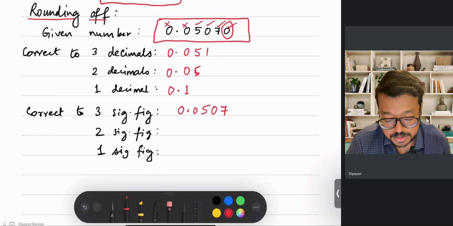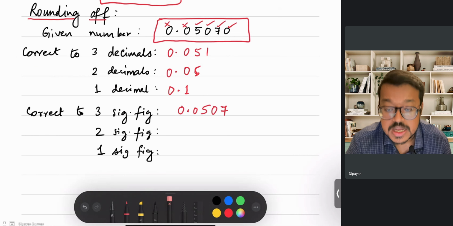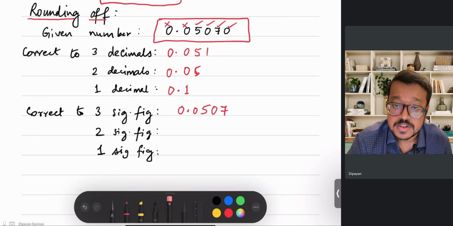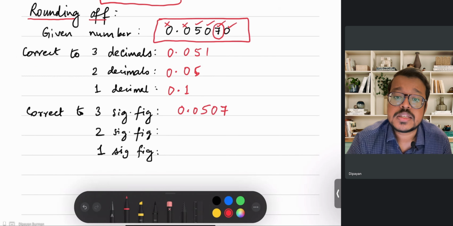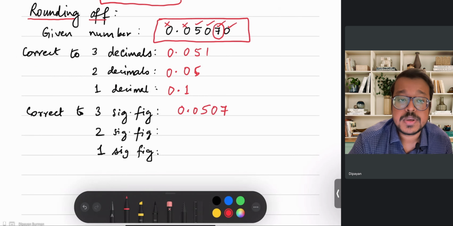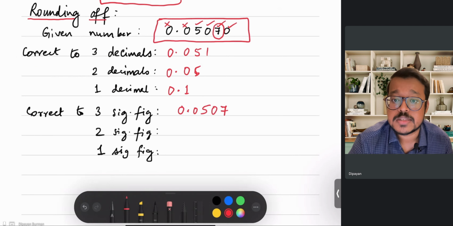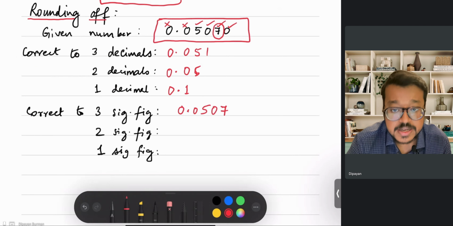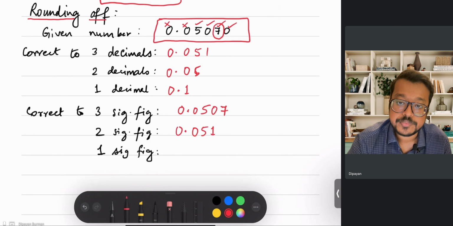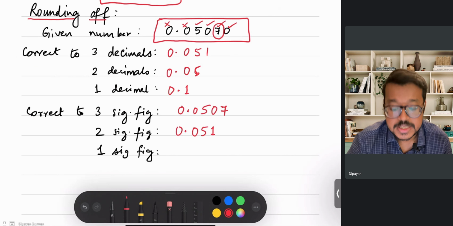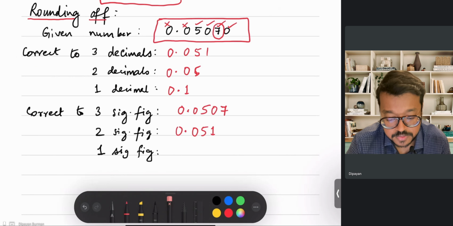Now the same number, if I had to round off to the nearest 2 significant figures, then I am interested in looking at the 3rd significant figure, which is 7. Since this is 5 or more than 5, I will drop this digit, but the previous digit I have to increase by 1. So the number correct to 2 significant figures will become 0.051.